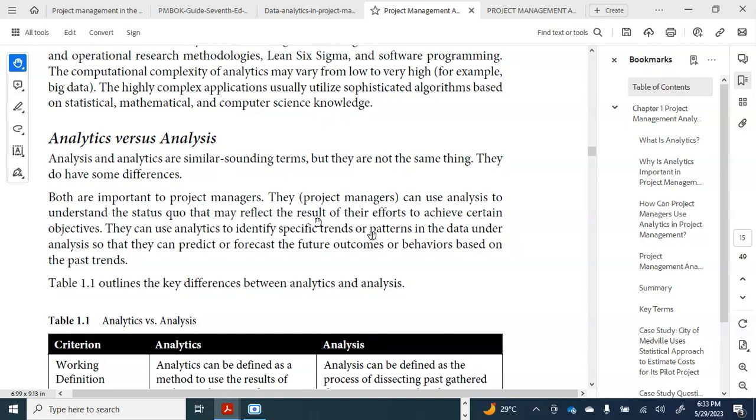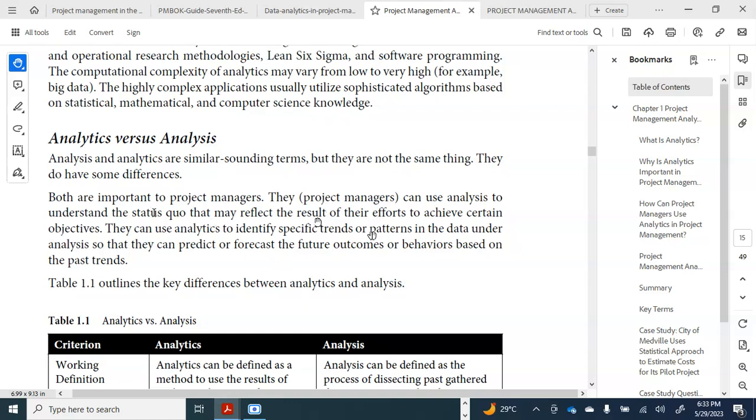So they can use analytics to identify specific trends. When I teach the S-curve, the S-curve is more like a trend analysis. You'll be able to see what has happened in the past, what is happening in the present, and what will happen in the future. You'll be able to use that approach to determine what will, what has, and what is. Through this method, the S-curve, called trend analysis, you'll be able to see what is happening over time.